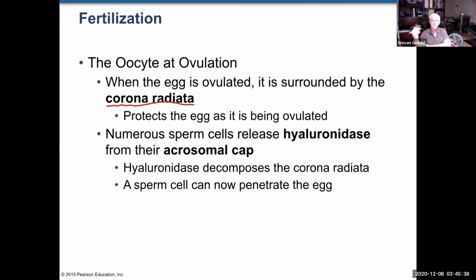Now the sperm, to penetrate the egg, have an enzyme in the tip, in their acrosomal cap, called hyaluronidase. Hyaluronidase dissolves the corona radiata protecting the egg and allows the genetic material of the sperm to be deposited into the egg. So it has to go through that cap using hyaluronic acid. Hyaluronic acid decomposes the corona radiata, so sperm can now enter the egg and deposit the genetic material, its chromosomes.